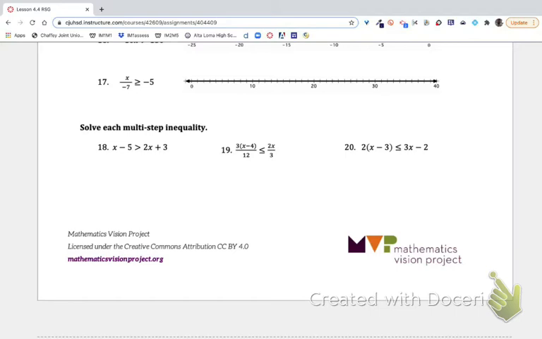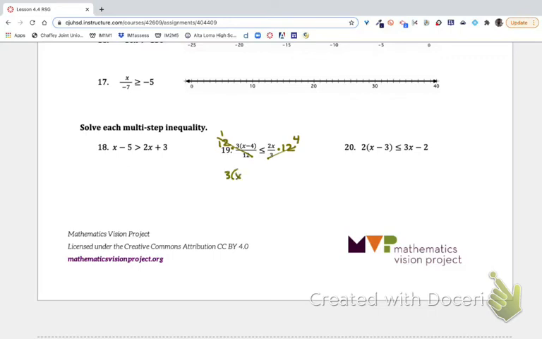All right, for number 19, this one looks incredibly nasty. So we're going to work our way all the way from bottom to top, outside to inside. So I'll take this 12 and multiply it on both sides of the equation. When I do that, the one on the left divides out to 1. The one here divides out to 4. 12 divided by 3 is 4.